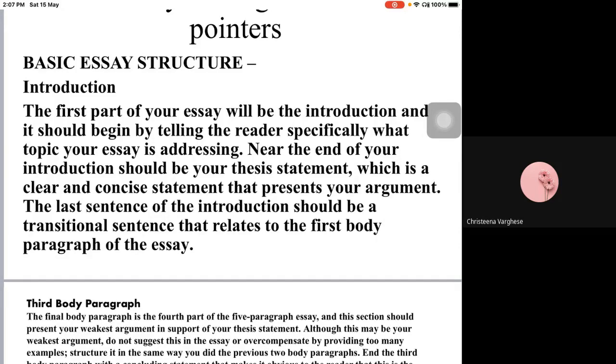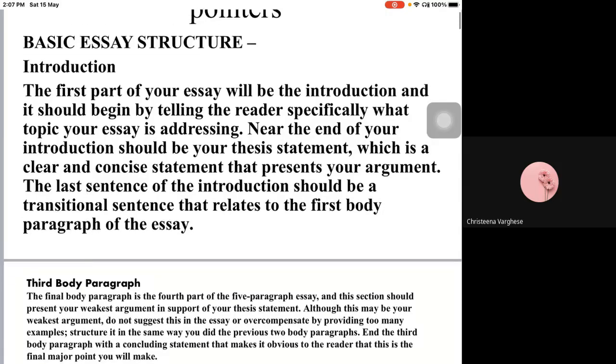So when we write essays, we have certain points, right? We have already formulated certain points that we want to put forward in our essay. The one that is strongest would be put first. So the strongest point comes in the first body paragraph, and it should present the strongest point that proves your thesis statement. Now, the first sentence of this paragraph should tie into the transitional sentence in the introduction.